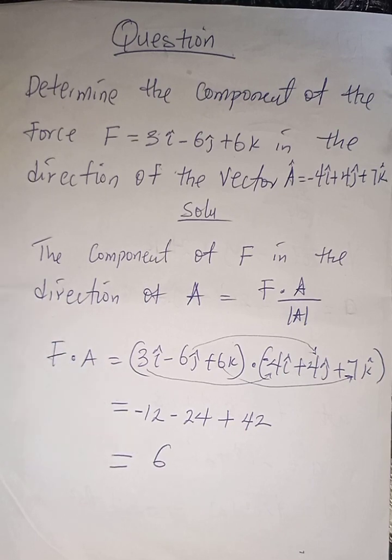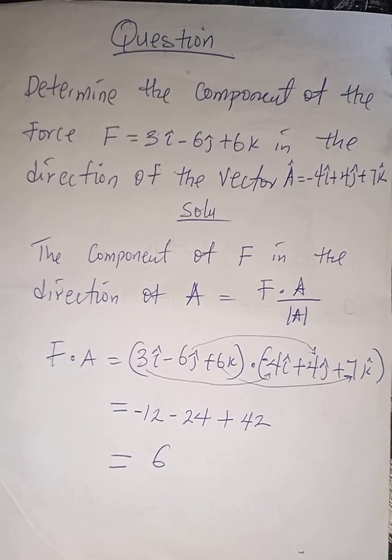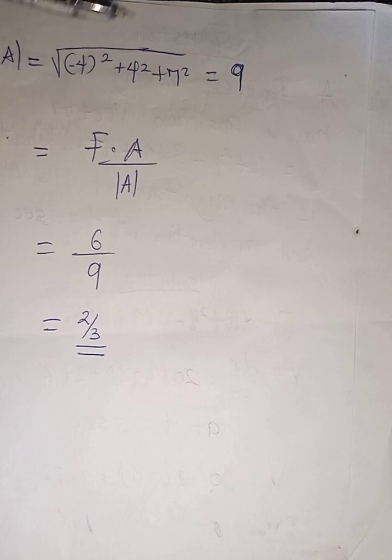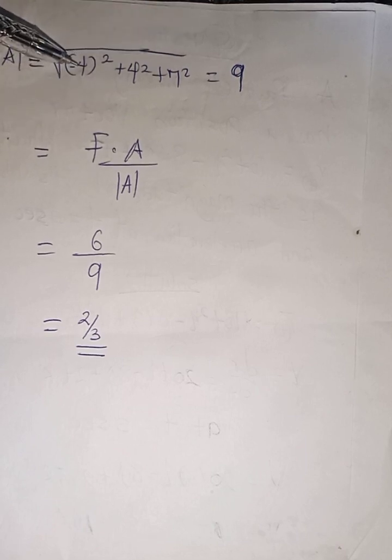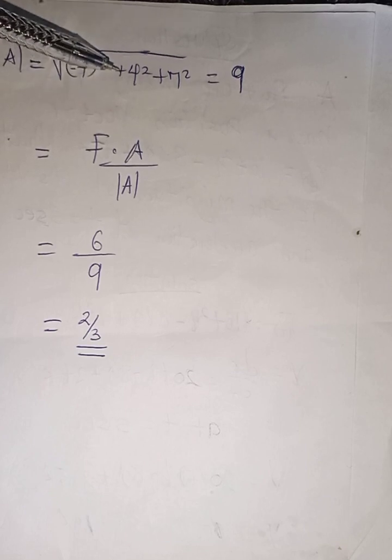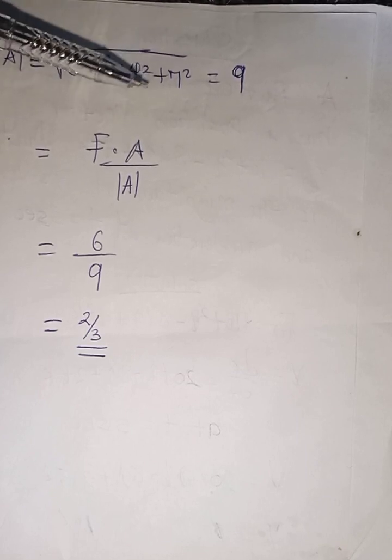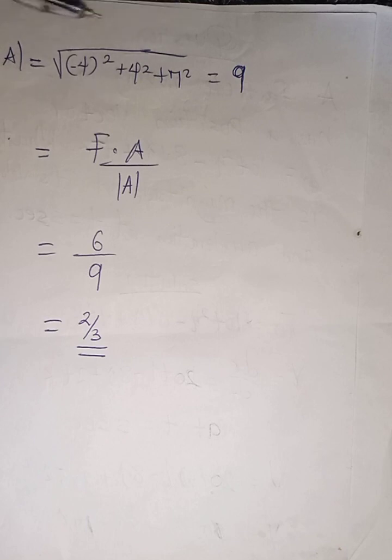Now let's check the magnitude of A, then finish up this question. The magnitude of A will be equal to the square root of the coefficient of I squared plus the coefficient of J squared plus the coefficient of K squared. That's how to get it. So what is the coefficient of I? Minus 4. You square it.